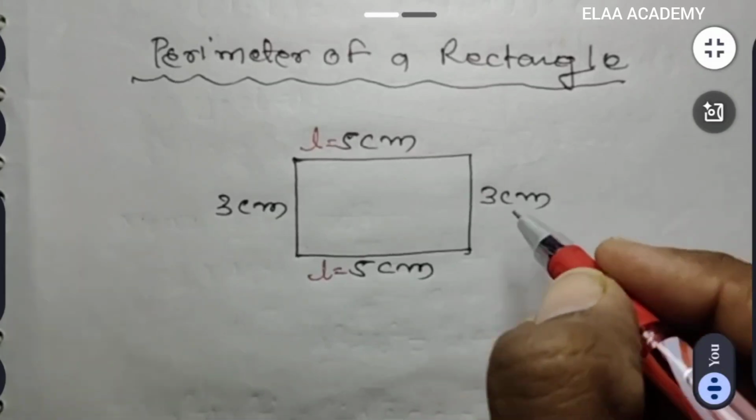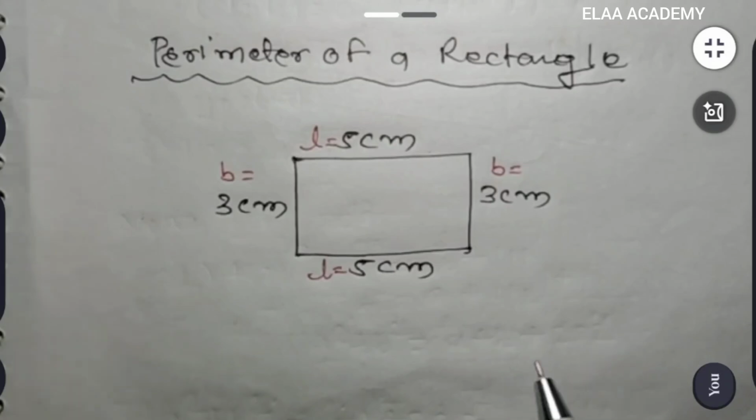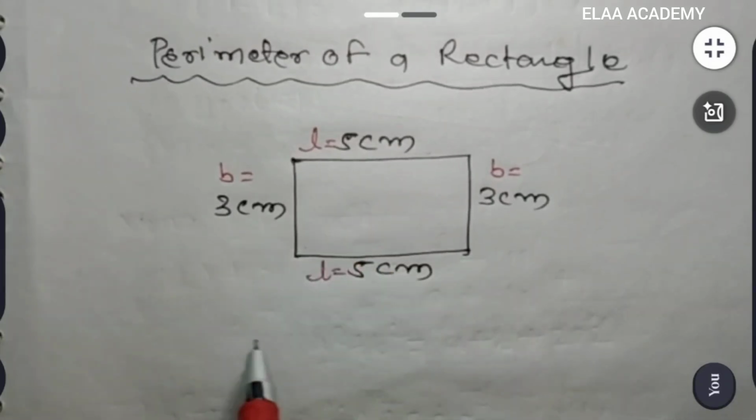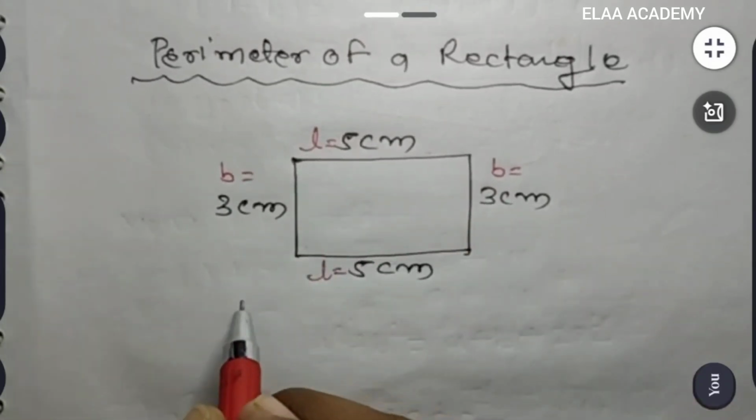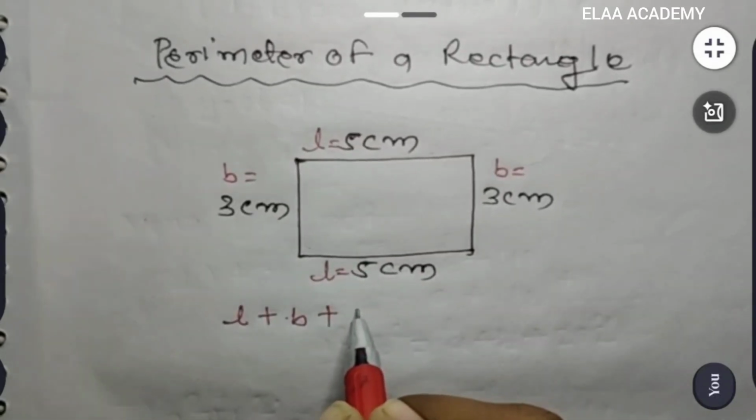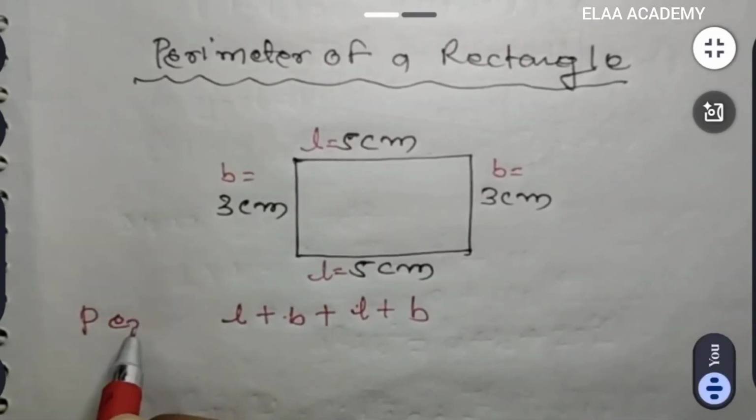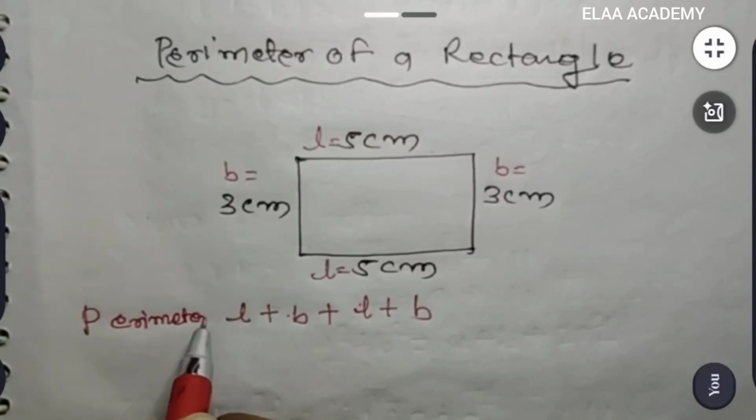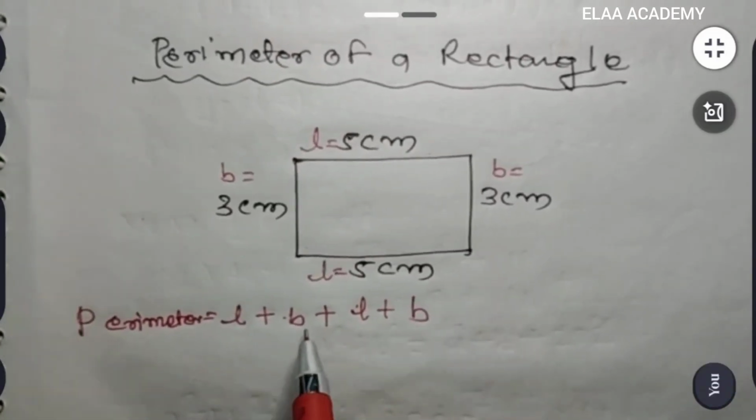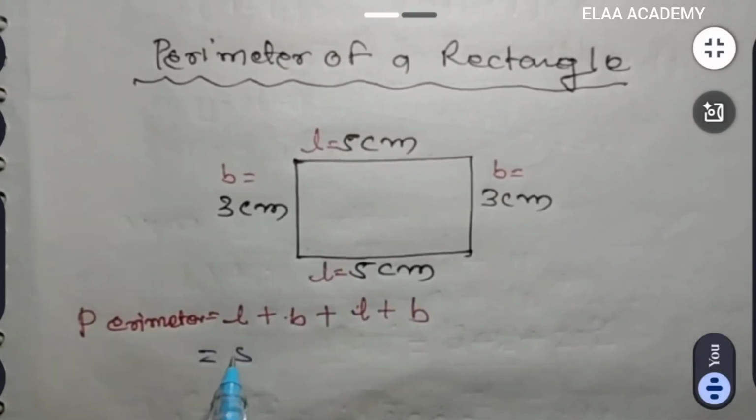Okay, so perimeter of rectangle we can add all the sides. What is it called? It is called length. It is also called length. And what is it called? It is called width. It is also called width. Okay, so if we have to find the perimeter, what we'll do, L plus B plus L plus B. Perimeter is equal to L plus B plus L plus B.